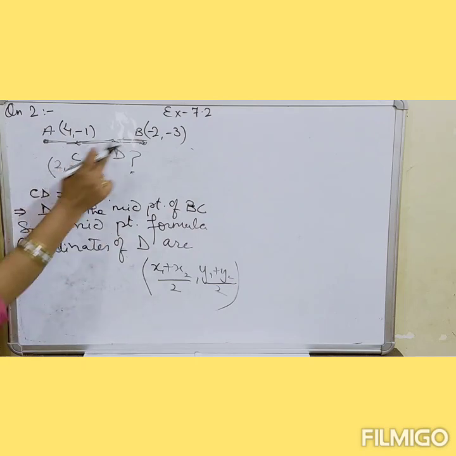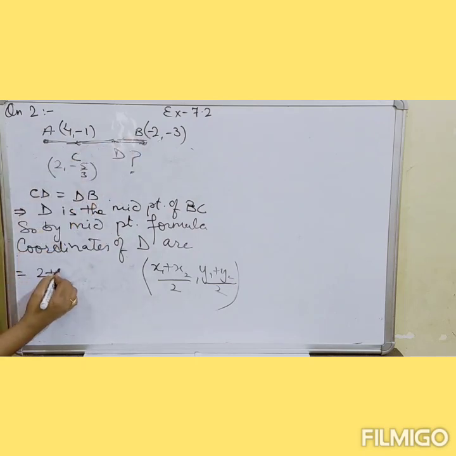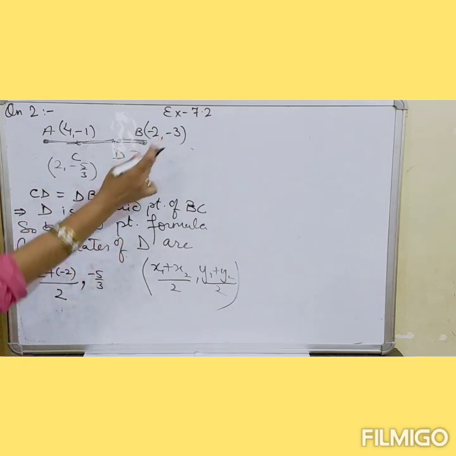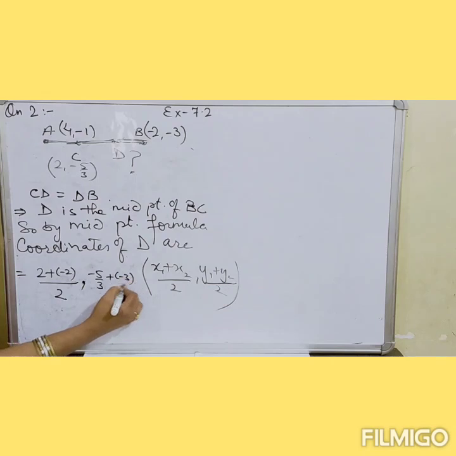So 2 plus minus 2, 2 plus minus 2 by 2, that is x1 plus x2 by 2. And similarly y1 plus y2 and by 2. By 2 I can write it as here 1 by 2. So this value will give us the coordinate for point D. Let us solve it.